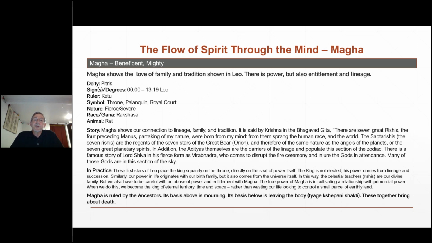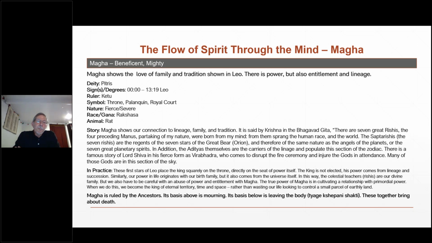This is the section of power and lineage. The thing that's important to see is that it's directly the seat of the power in Magha. The king is elected, comes from the lineage, and all your power and life comes from the universe itself, which also gave birth to your family, which brought you here. So in this way, the celestial teachers are your divine family. And you can feel that connection here.